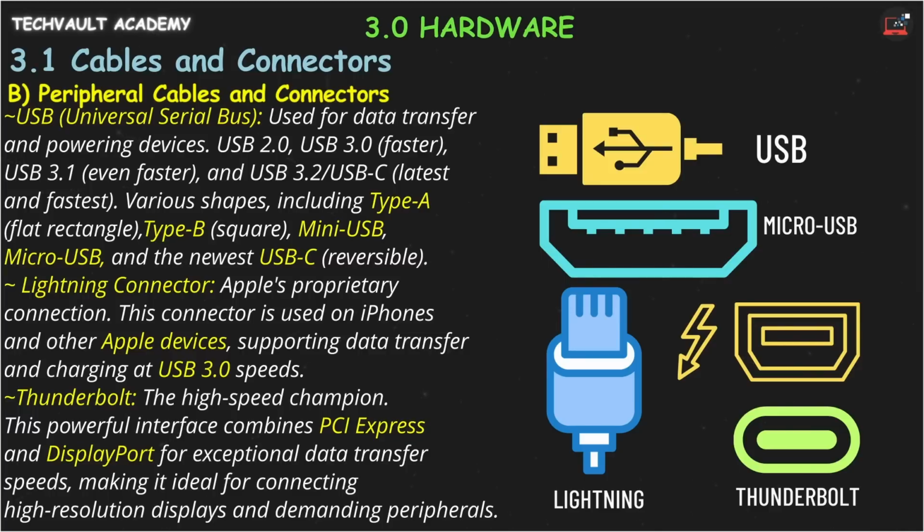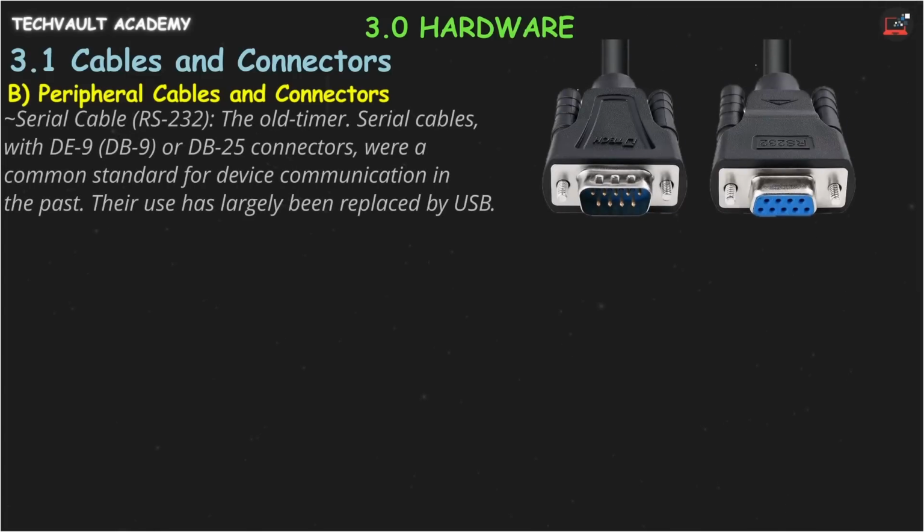Lightning connector, Apple's proprietary connection. This connector is used on iPhones and other Apple devices, supporting data transfer and charging at USB 3.0 speeds. Thunderbolt, the high-speed champion. This powerful interface combines PCI Express and DisplayPort for exceptional data transfer speeds, making it ideal for connecting high-resolution displays and demanding peripherals. Serial cable, RS-232, the old-timer. Serial cables with D9, DB9, or DB25 connectors were a common standard for device communication in the past. Their use has largely been replaced by USB.